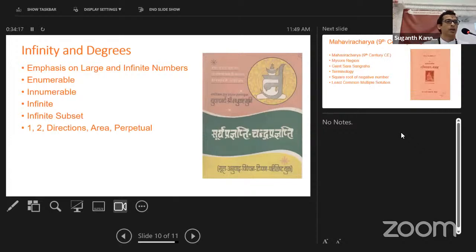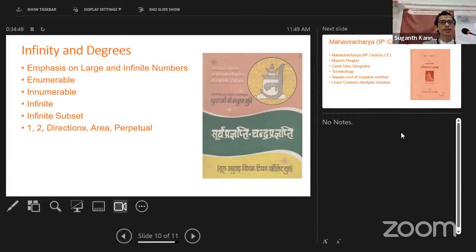So now I want to talk about Jain mathematics. In Jain mathematics, in contrast to some of the Hindu mathematics, there's always an emphasis on pure mathematics. In fact, in ancient India, Jain mathematicians were the originators of the study of pure mathematics. And there's an emphasis on large and infinite numbers. There's a text called Surya Prajapati, in which there is a discussion on number theory and set theory.